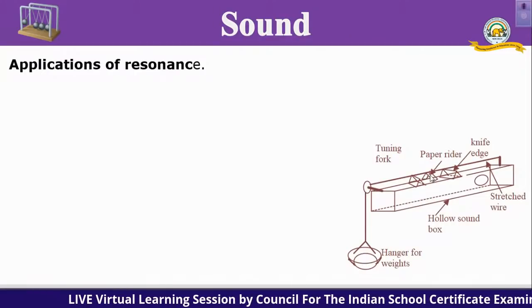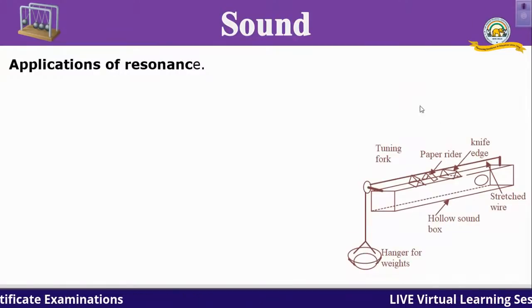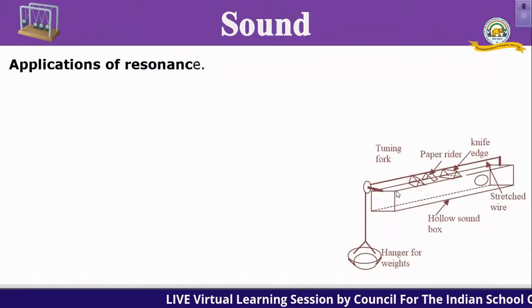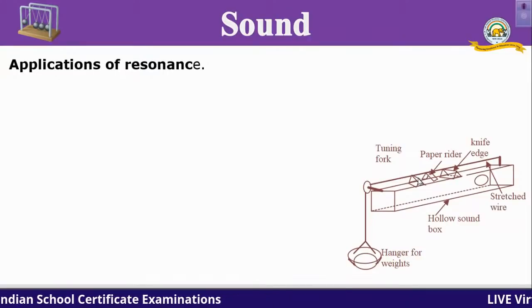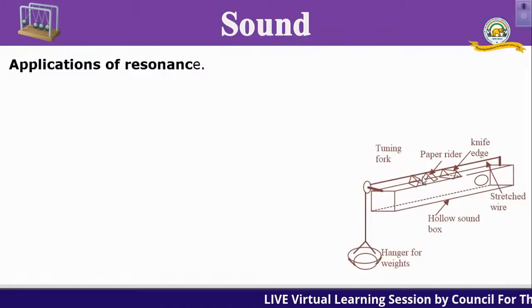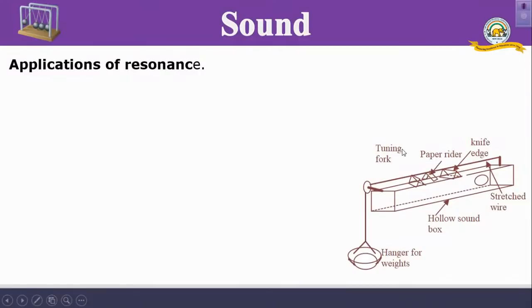And a small piece of rectangular paper is folded at the center and kept at the center of this wire. Now you take a tuning fork, strike its prongs and touch it to the sonometer. Normally when I have done this experiment, it doesn't work properly when I touch the sonometer, but it works well if I touch the knife edge. And by touching the vibrating tuning fork, you change the length by moving the other knife edge. At a particular length, when the forced frequency of the tuning fork matches the natural frequency of the length between the two knife edges, the wire will vibrate with the maximum amplitude and the paper rider will fly off. If it doesn't match, you will find that the paper rider will vibrate, but it will not fly off. It will fly off only when the frequency matches exactly.